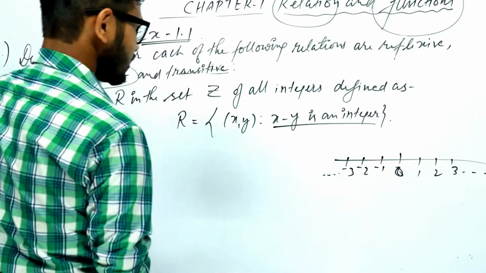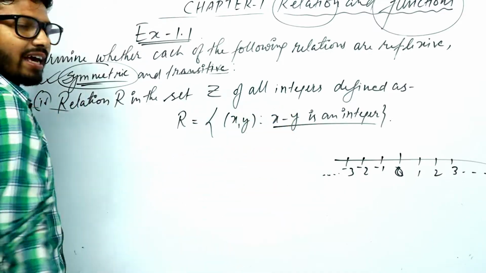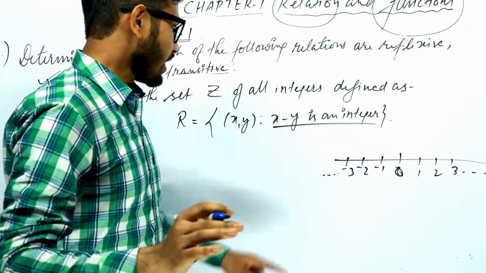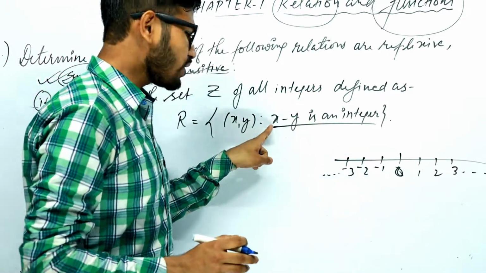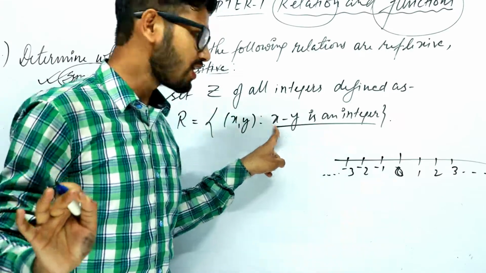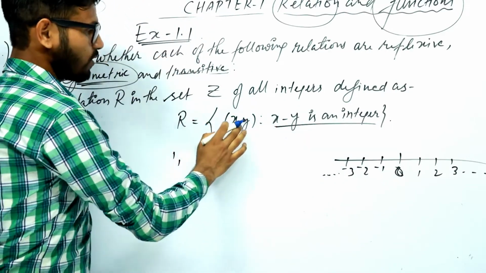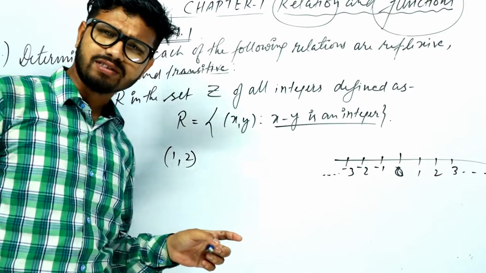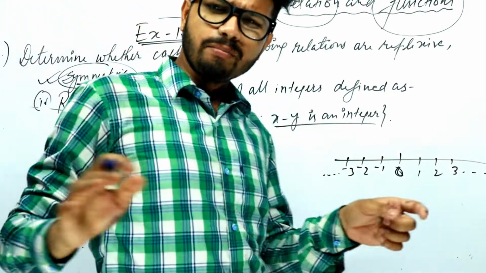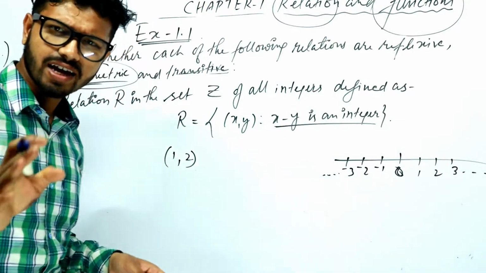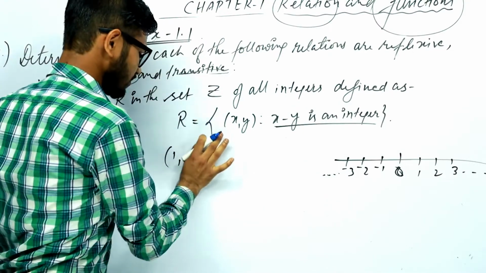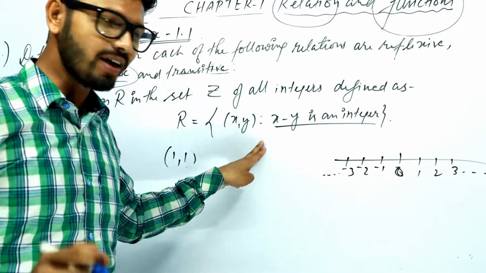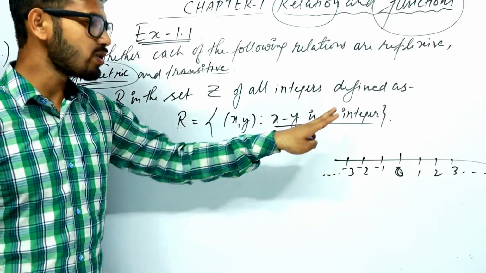Let us proceed. It seems like it is an infinite relation. Why so? Because x minus y is an integer, and you can take an enormous number of values here. If you take x as 1, you can take y as 2 also. You can take any random numbers, and you will definitely get an integer. If you subtract 1 minus 1, does it fit this definition? Obviously it fits, because x minus y should be an integer.